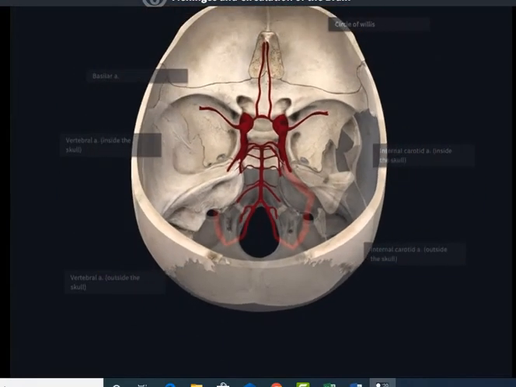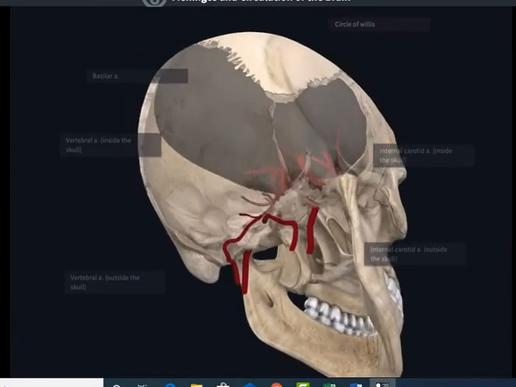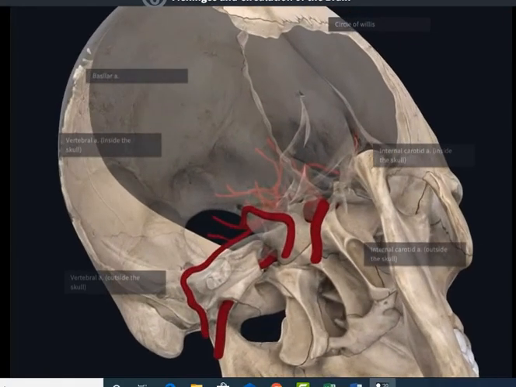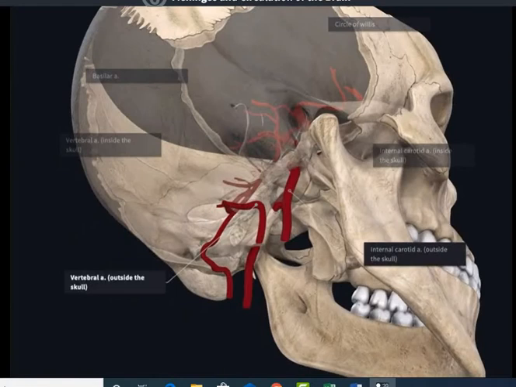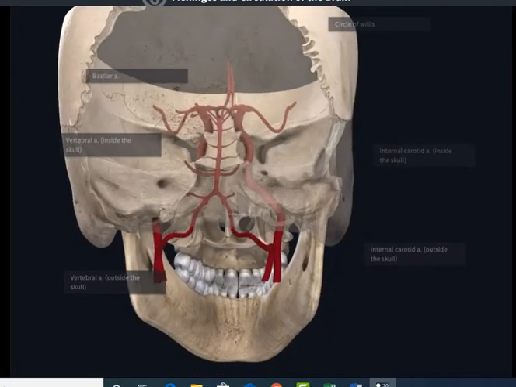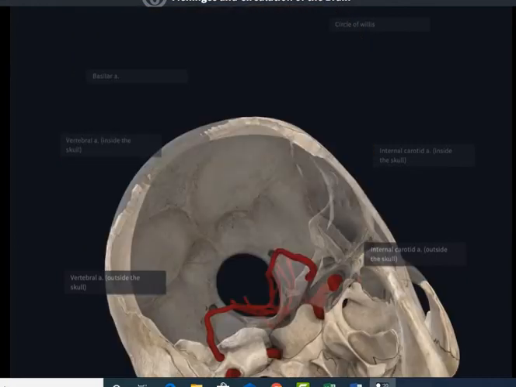The alternate route into the brain is going to be for the vertebral artery. Now, the vertebral artery bilaterally ascends up through the transverse foramina of the cervical vertebrae. Those are also going to curve medially just at the base of the skull, where they then ascend up through the largest opening in the skull, the foramen magnum.